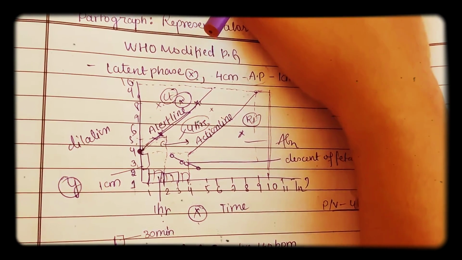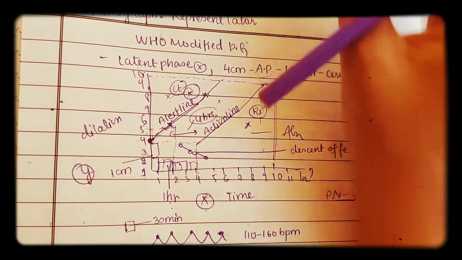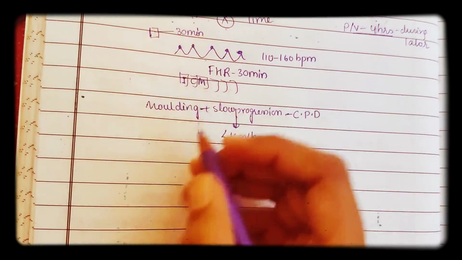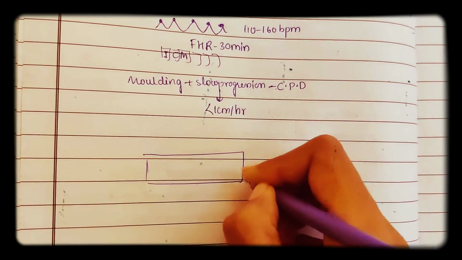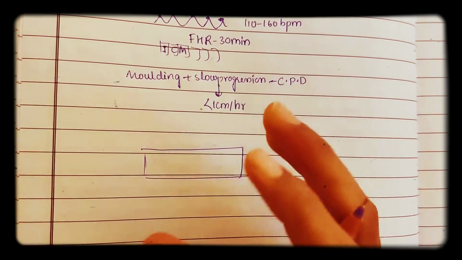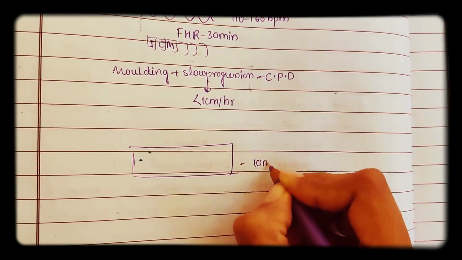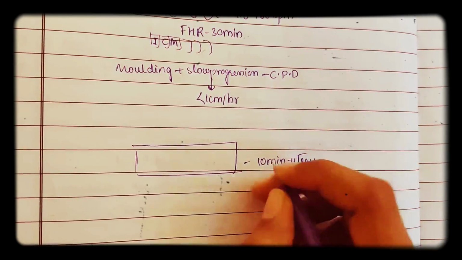Now coming to the bottom of the partograph. At the bottom are the contractions which are happening in the uterus. For example, let me draw this. This is the bottom of the partograph. Think of it like that. The contractions happening in the uterus are marked here for every 10 minutes.